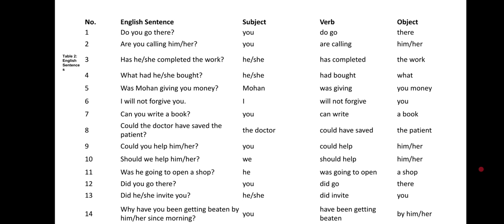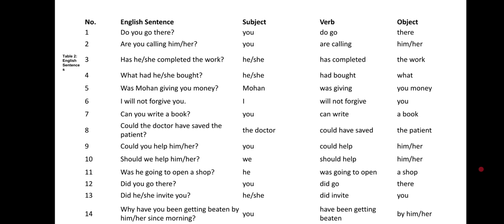And was Mohan giving you money? Mohan is the subject. Was giving is the verb. You money, that means the object. I will not forgive you. I is the subject here, and will not forgive, that is the verb here. You is the object here.